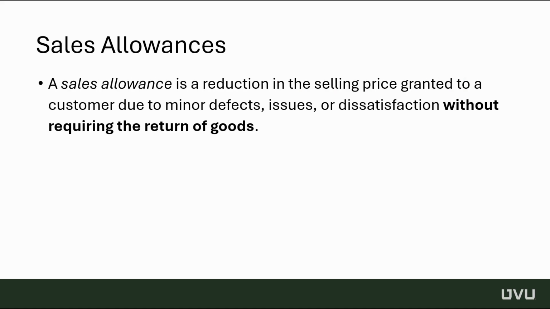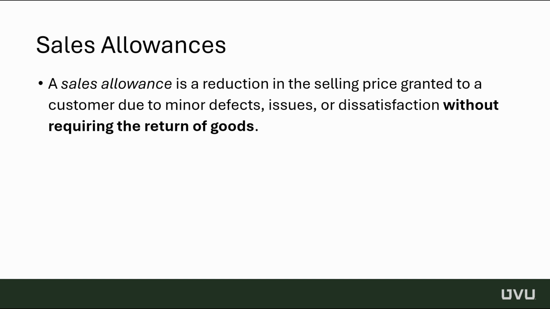In this way, we've made adjustments to revenue, but also to the inventory account for what we expect will be returned. Sales allowances are a little bit different. This is when you reduce the selling price because of minor defects or issues, but the customer keeps the goods. Maybe the shipment arrived with some boxes slightly damaged, or the paint color is slightly off from what was ordered.